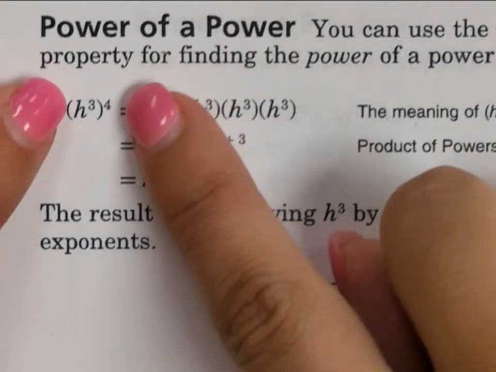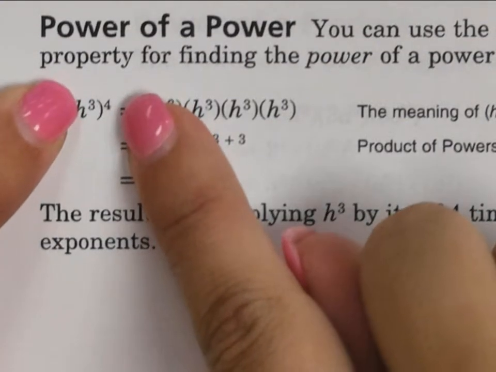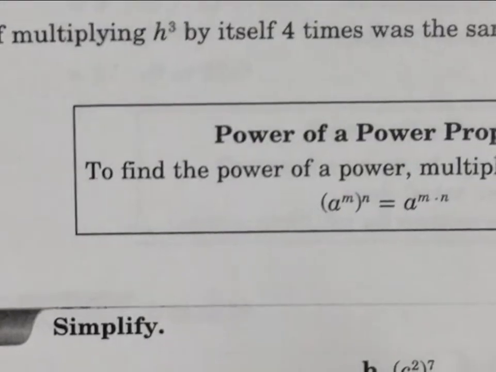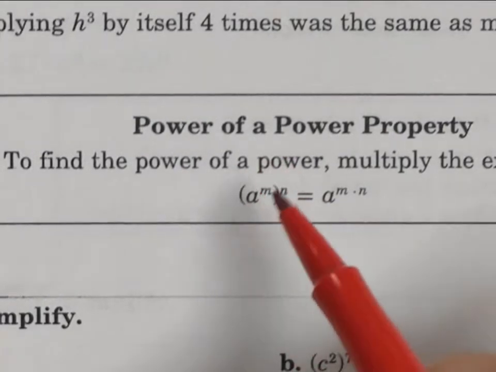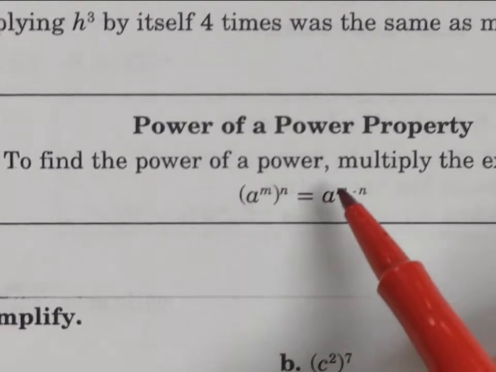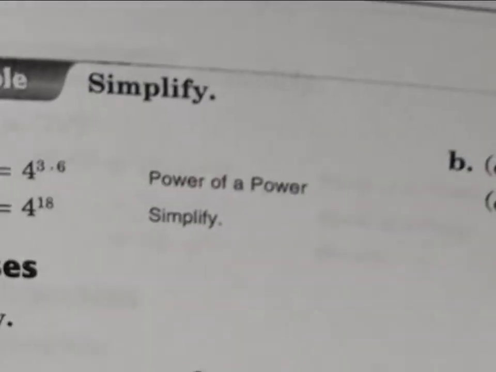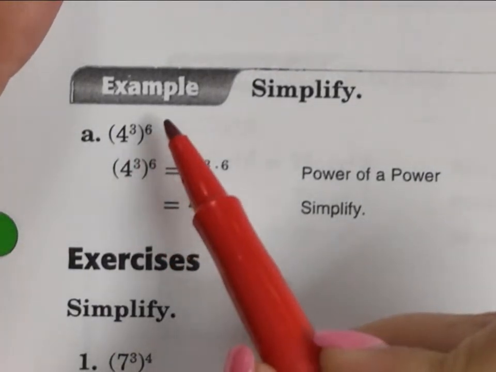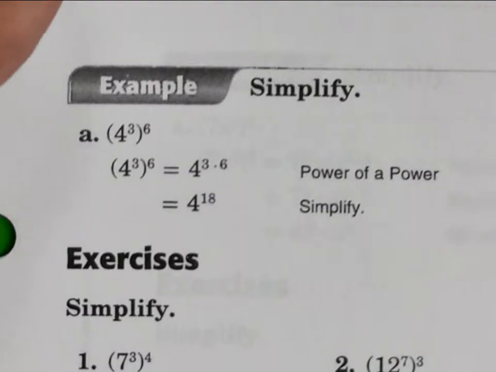So if you look back at our original problem, wasn't that both of the exponents, 3 and 4? Yeah, so all we're going to do is multiply those 2 exponents together. Easy as that. If you look right here in the box, it breaks it down with variables. If I have a to the m, all of that raised to the n power, that means I'm going to have a to the m times n. You're just multiplying those 2 exponents. Okay? So if you look at example number 4, 4 cubed to the 6th power, that means I'm going to have 4 to the 3 times 6, which is going to be 4 to the 18th.